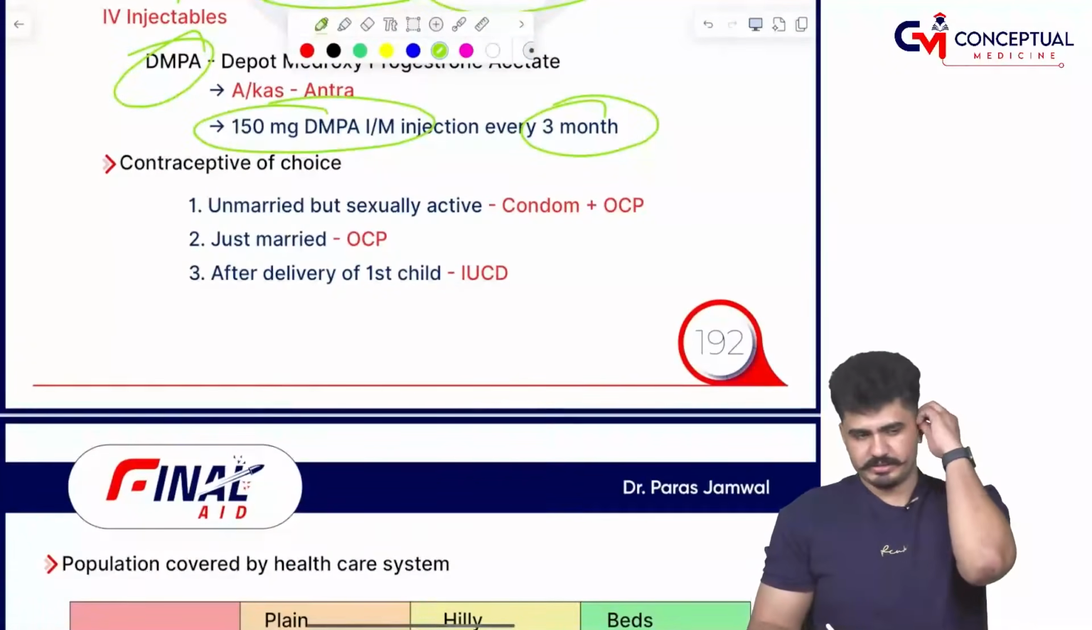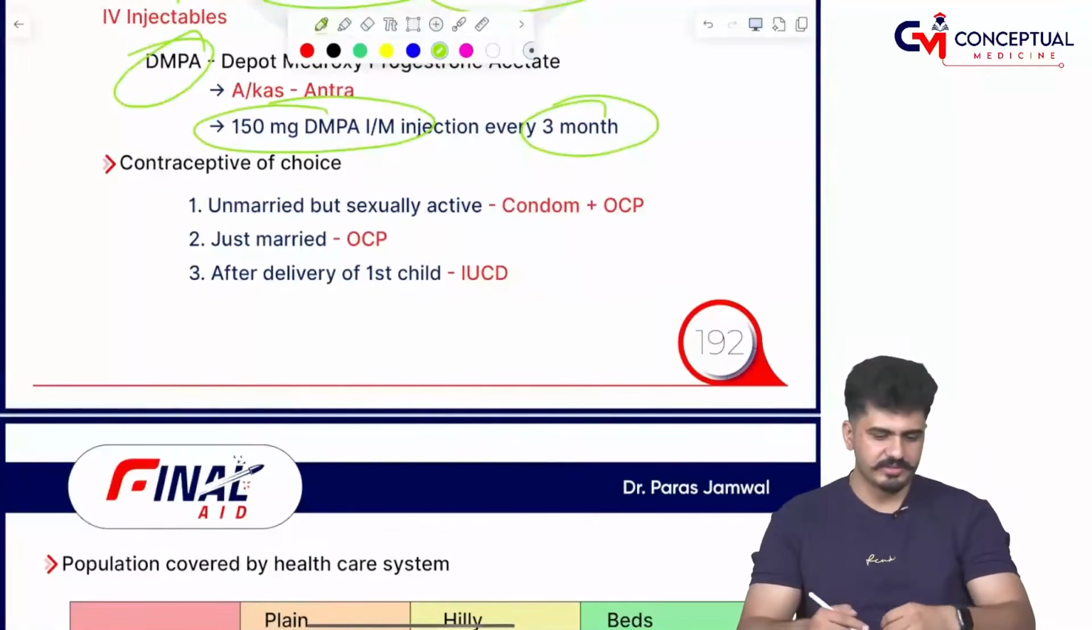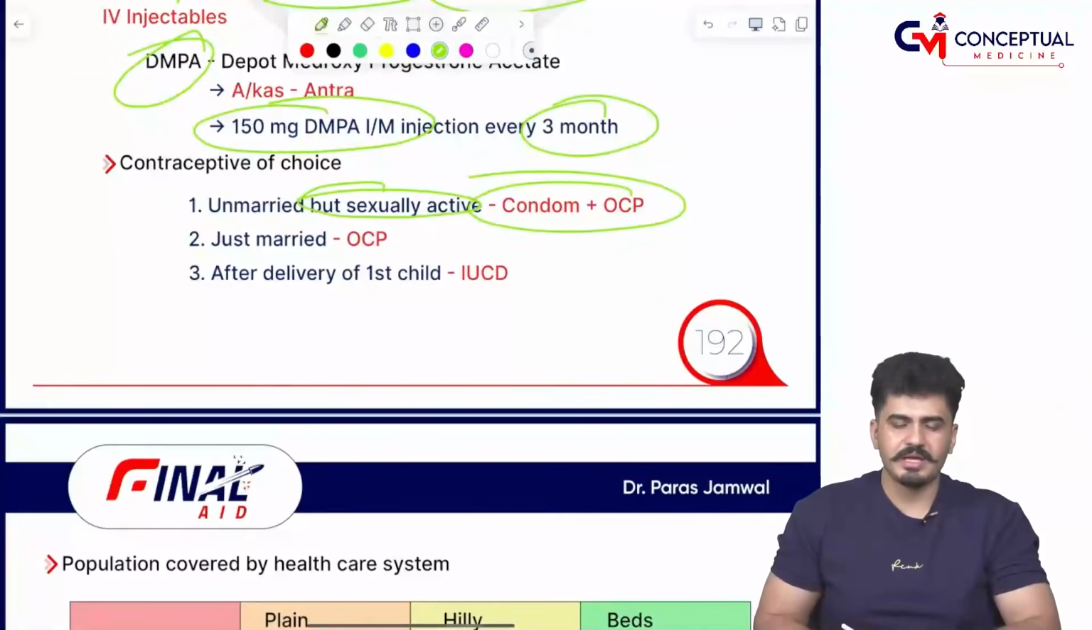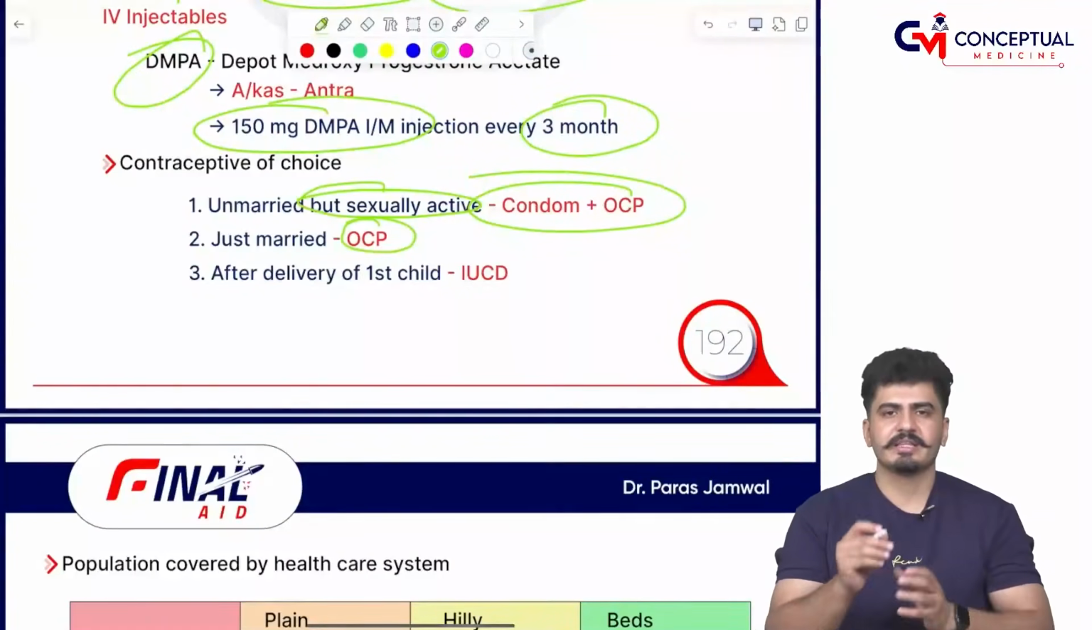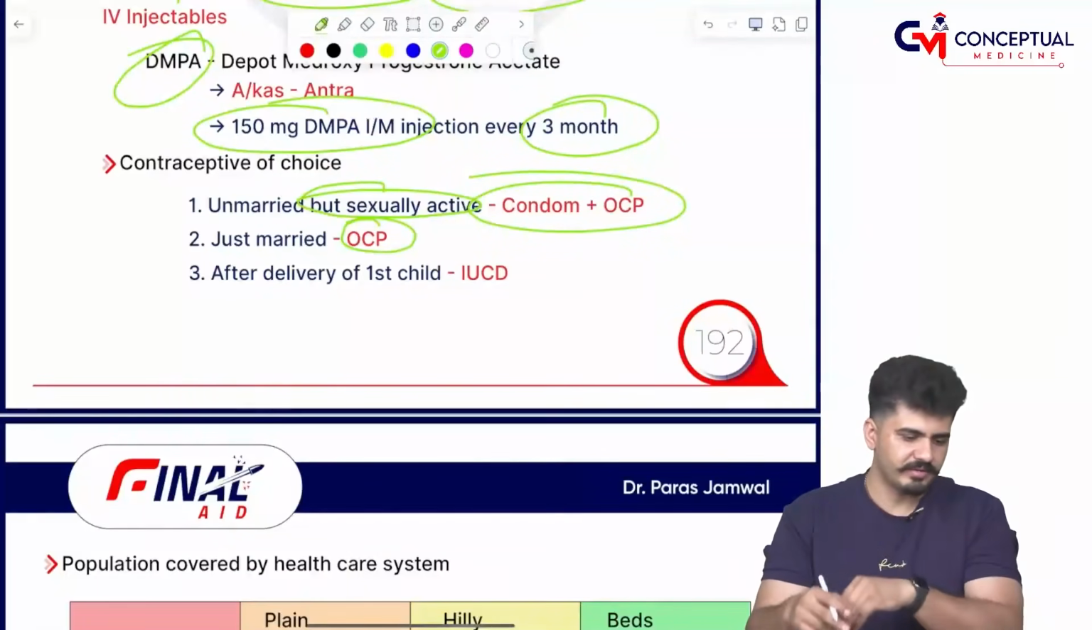Contraceptive of choice. These are some one-liner questions you should remember for your exam. My dear friends, unmarried but sexually active: condom plus OCPs. Just married: OCPs. After delivery of the first child, when there is a gap, then IUCD is the first method. First method, my dear friends.